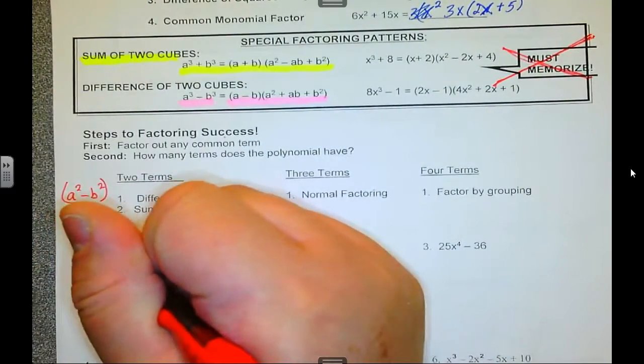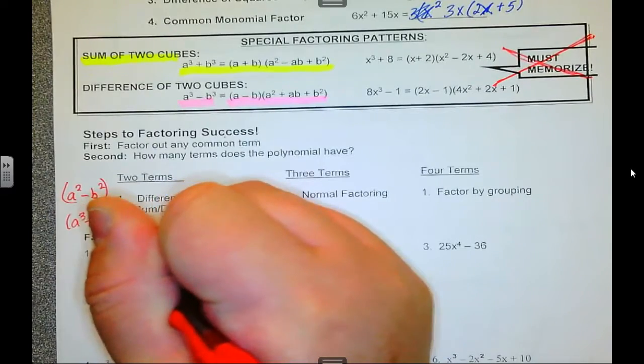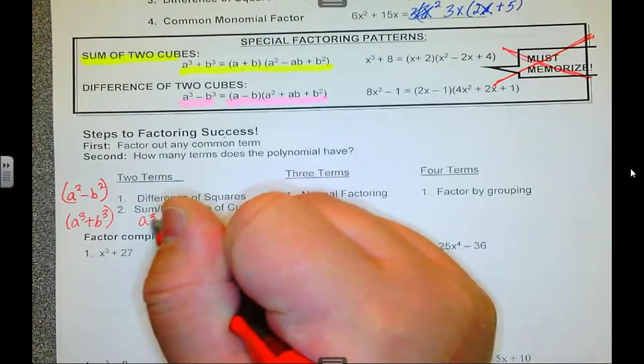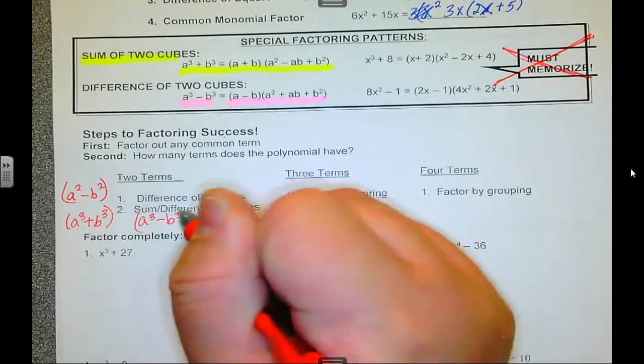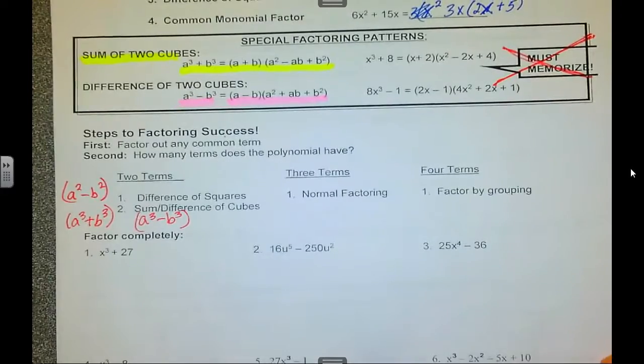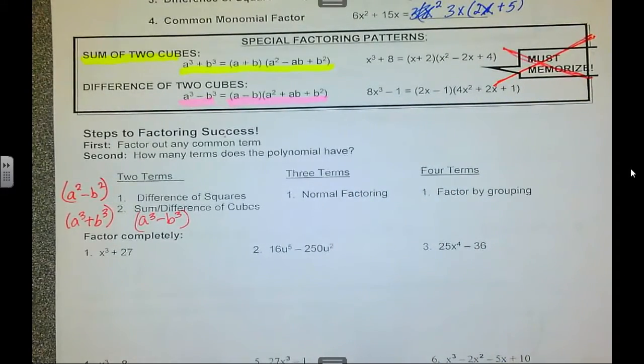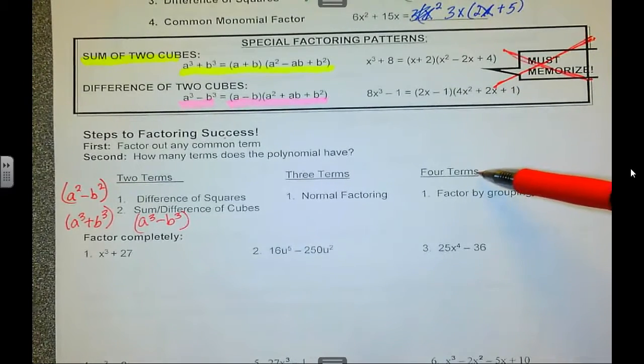And then you've got A cubed plus B cubed now. And then you've got A cubed minus B cubed now. If I have 3 terms, look for just the normal factoring. And when we have 4 terms, we're going to learn how to factor by grouping.